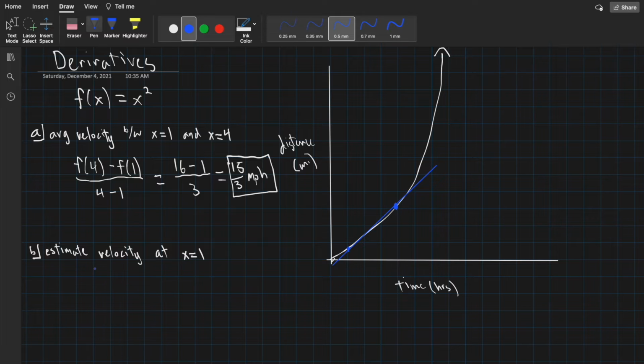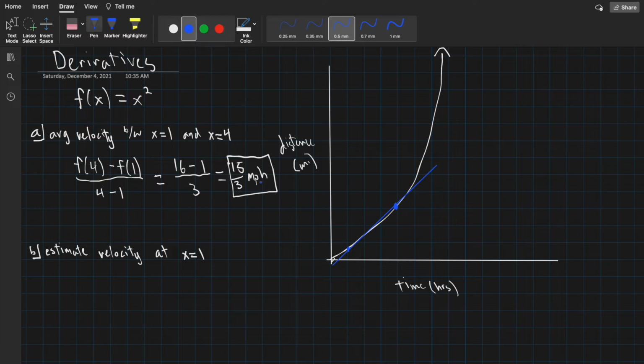Next, we want to estimate the velocity at x equals 1. While we're driving, when we reach x equals 1, what does our speedometer read? So we're trying to figure out instantaneously at x equals 1 how fast we were traveling in our car. Now one interesting thing to note is that one possible estimate could be this average velocity between x equals 1 and x equals 4. We should then follow up with, is it a good estimate?